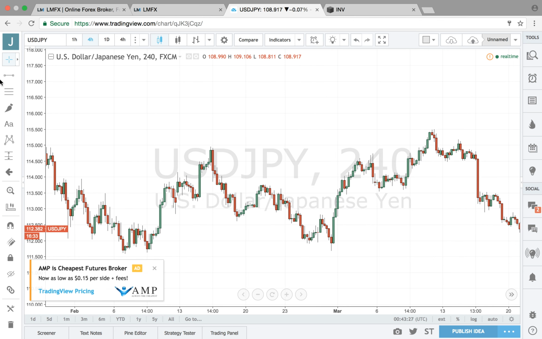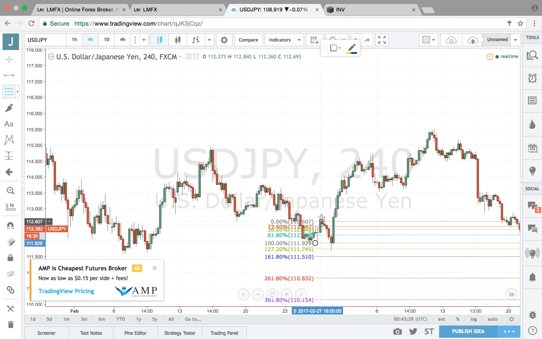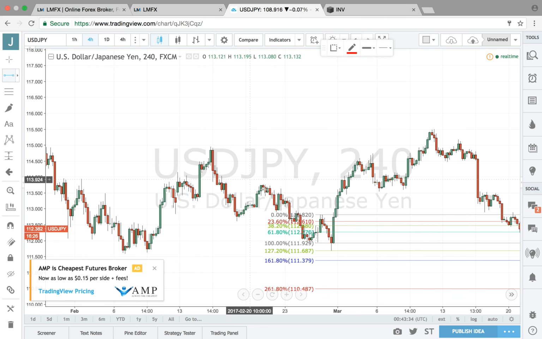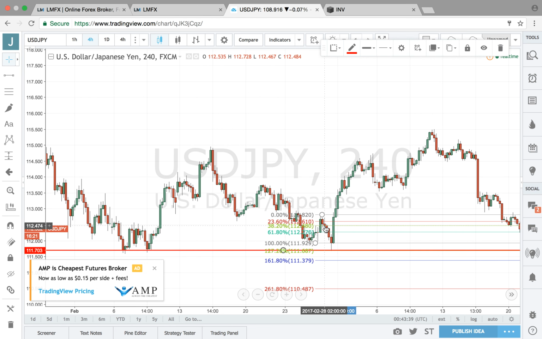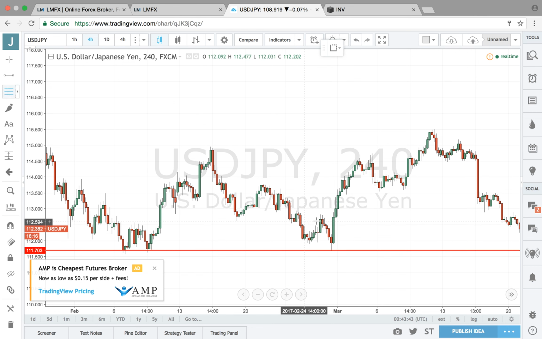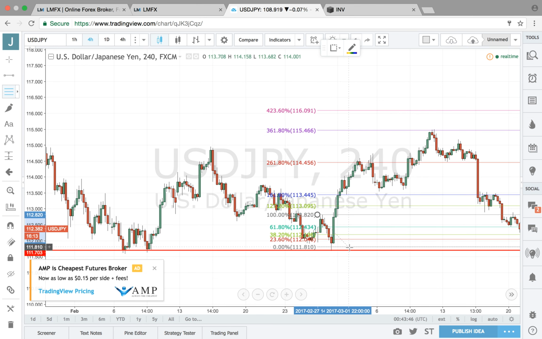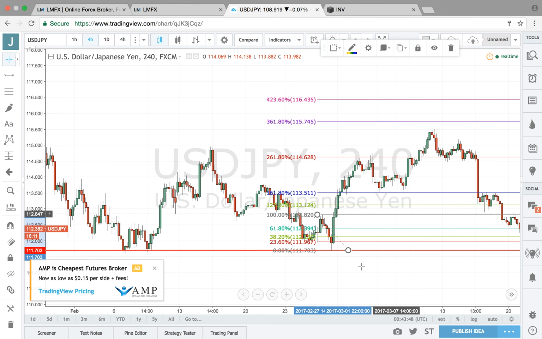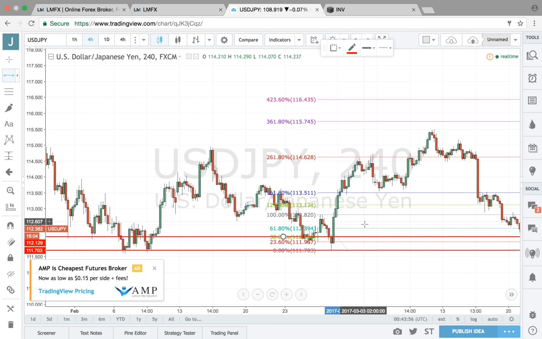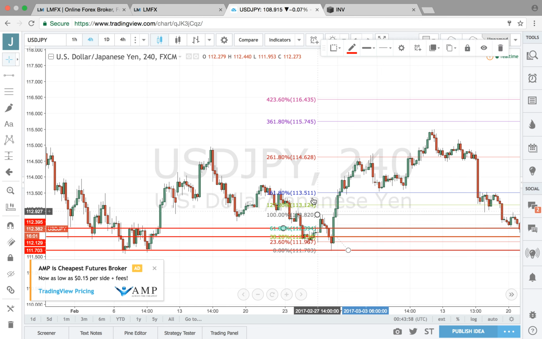But like this one right here. So your entry, and it's always wick to wick, like I said. So your entry was right there, so you had no drawdown. And then your take profits now are going to go from that swing high to this swing low. So your first take profit would have been this 38.2. Second take profit would have been the 61.8. And then the next take profits are going to be the extension levels.